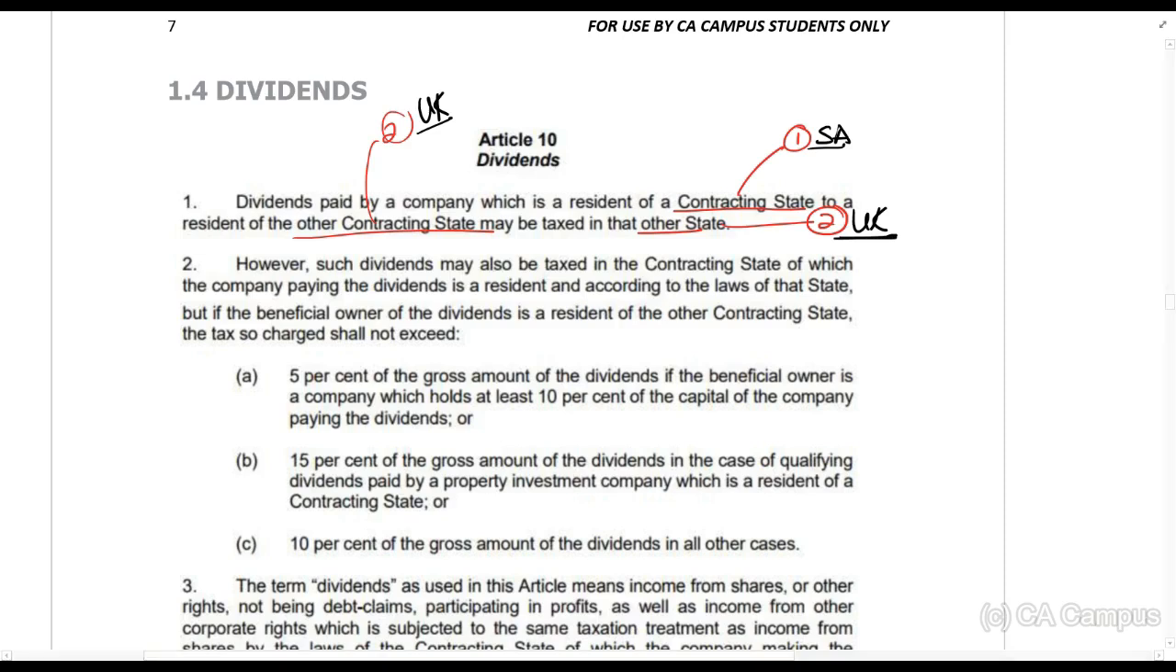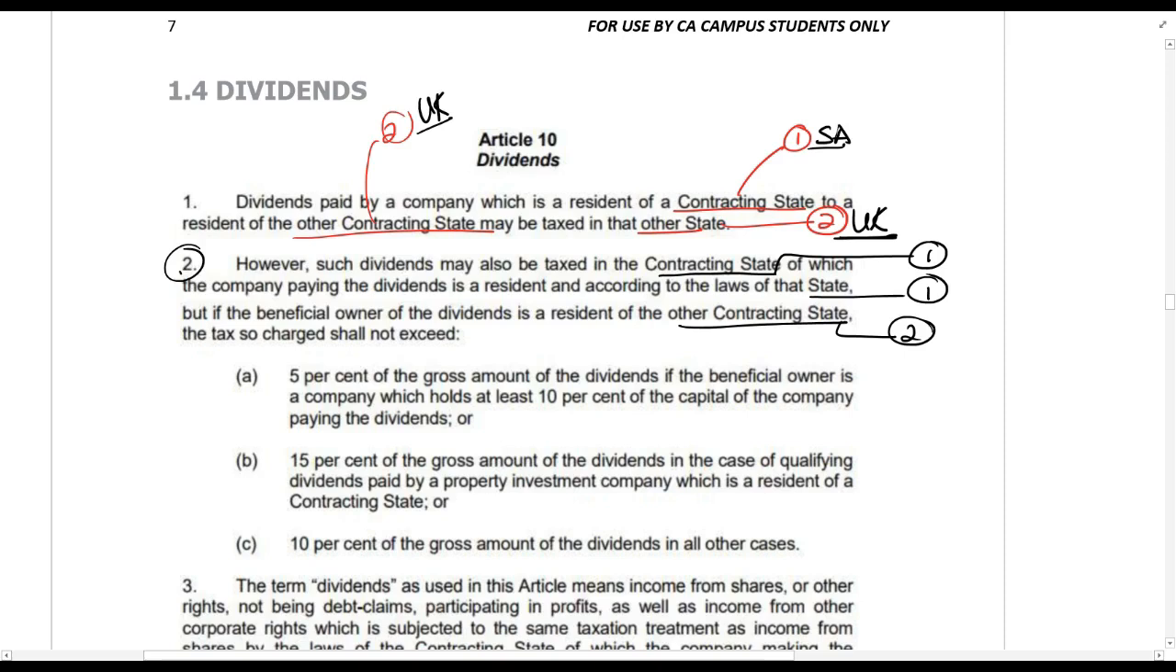But we also have a dividends tax side. Right, so number 2: However, such dividends may also be taxed in the contracting state of which the company paying the dividends is a resident and according to the laws of that state. So still number 1, that state, not the other state. But if the beneficial owner of the dividends is a resident of the other contracting state, the tax charge shall not exceed. So number 2, they're talking about dividends tax. Dividends tax is payable by the company paying the dividends.